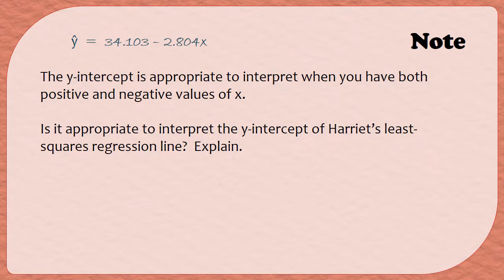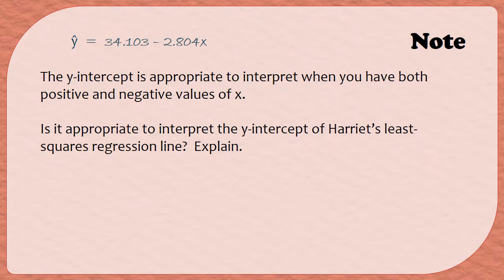Okay, so let's see if that actually makes sense to have. The y-intercept is appropriate to interpret, meaning it's going to make sense in context, if you have both positive and negative values for x. So the question here is, is it appropriate to interpret the y-intercept of Harriot's least squares regression line? And explain. In this case, we have to think about what an x value represents.